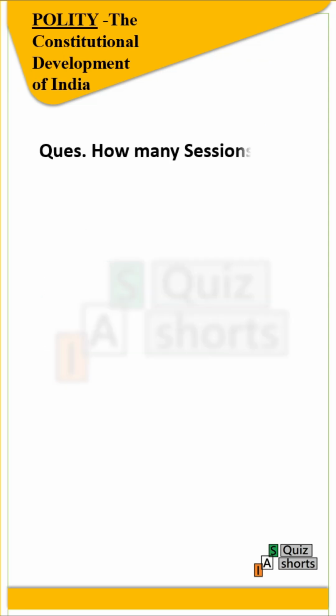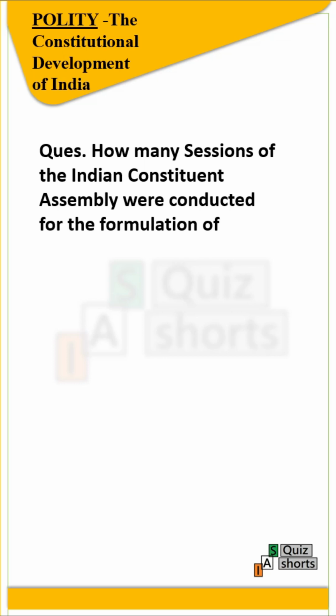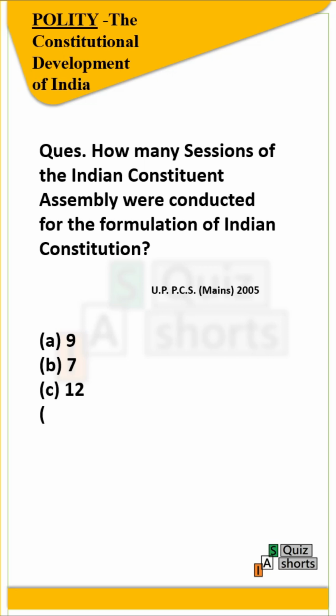Question: how many sessions of the Indian Constituent Assembly were conducted for the formulation of Indian Constitution? Option A 9, B 7, C 12, D 15. Answer is option C 12.